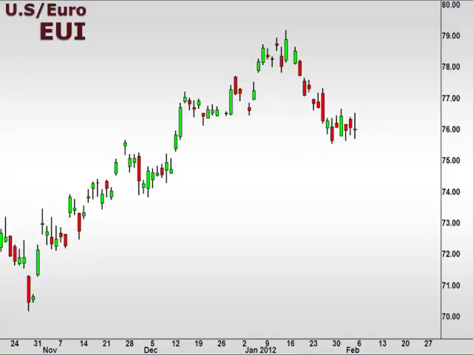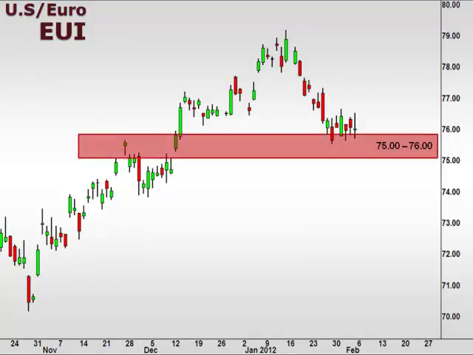Let's take a look at the EUI, the U.S. dollar versus the euro. Well, the EUI is trending lower, but sits at a support level. We are open to a bounce higher to test 77.78 this week. However, a break above 76.5 is needed to confirm this move.